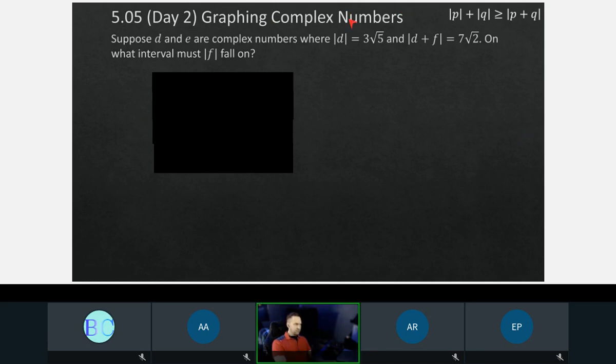All right, so the modulus of d is equal to 3 rad 5, and the modulus of d plus f is equal to 7 rad 2. On what interval must the modulus of f fall? Well, you're going to use this formula, and all you're going to do is plug the stuff that you know that's given to you into it, and then from there, we just solve.